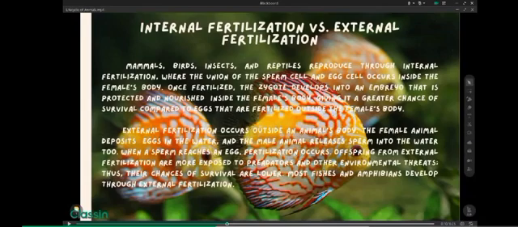External fertilization occurs outside an animal's body. The female animal deposits eggs in the water, and the male animal releases sperm into the water. Fertilized eggs are more exposed to predators and other environmental threats. Thus, their chances of survival are lower. Most species of amphibians develop through external fertilization.